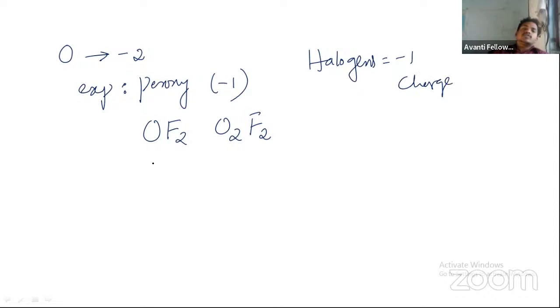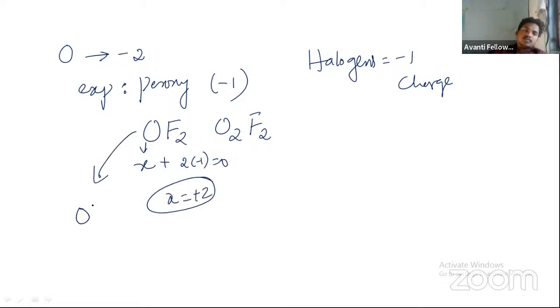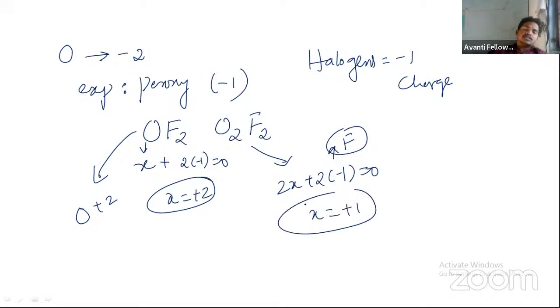Now if you see here, to find the oxidation state of oxygen, this will become x plus 2 into -1 equal to 0, then x equals +2. So that means oxygen has a +2 state here. Let's see here, 2x plus 2 into -1 equal to 0, these are nothing but fluorines, then x equals +1. So in this case, oxygen can have +2 and +1 oxidation states.